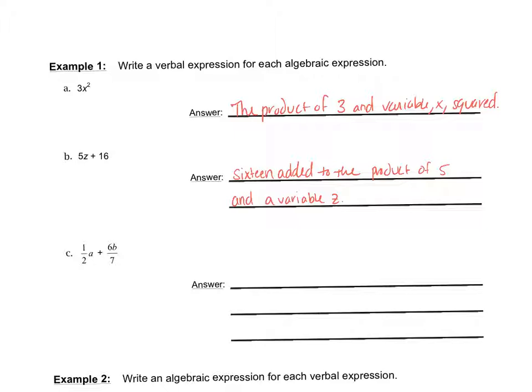And then the next one, it could be 1/2 multiplied by a, then added to the quotient of 6 times b and 7.